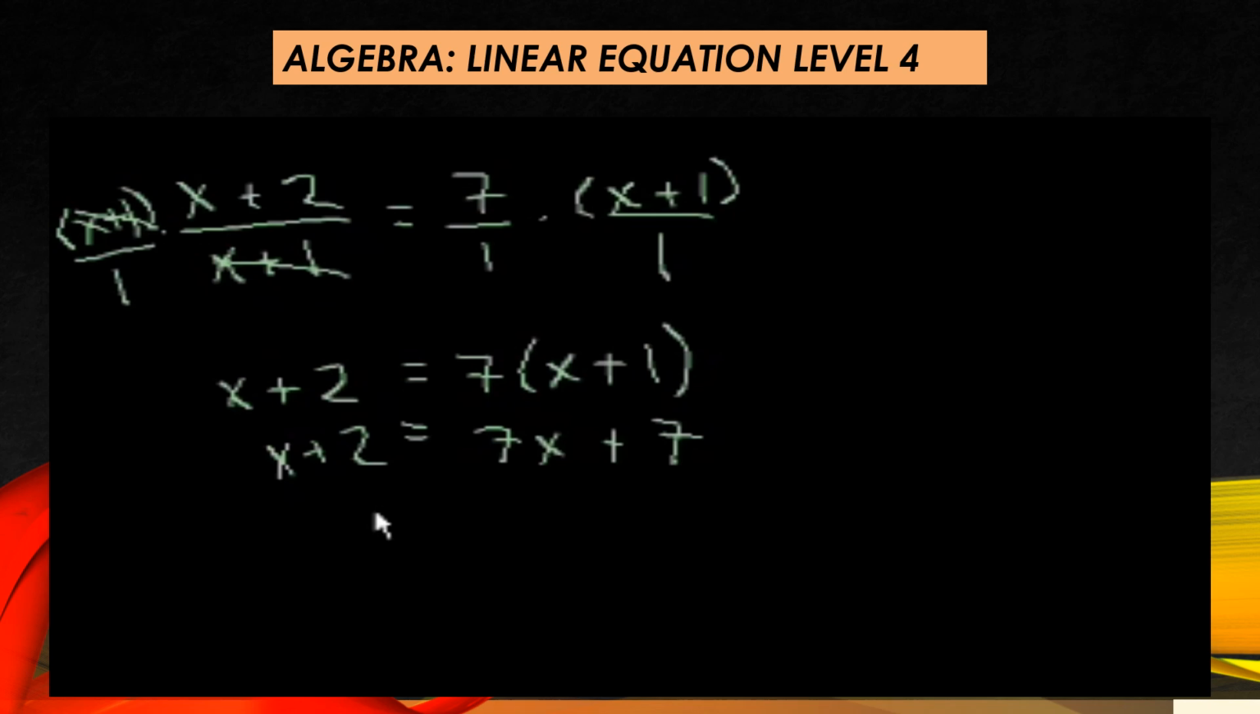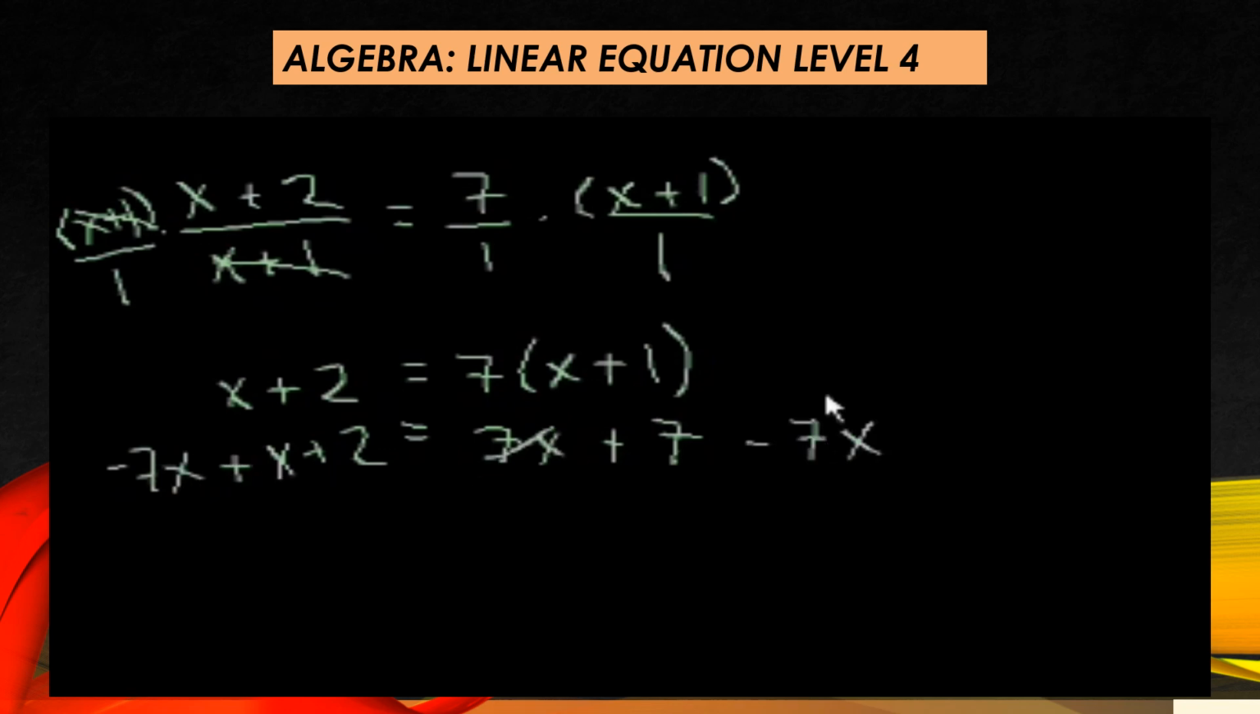And now all we do is we say, well, let's get all the x's on one side of the equation, and let's get all the constant terms, like the 2 and the 7, on the other side of the equation. So I'm going to choose to get the x's on the left. So let's bring that 7x onto the left, and we can do that by subtracting 7x from both sides. Minus 7x.